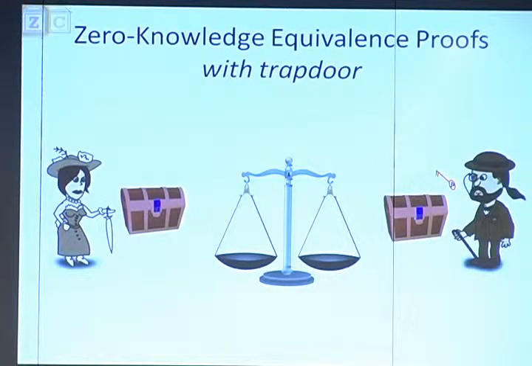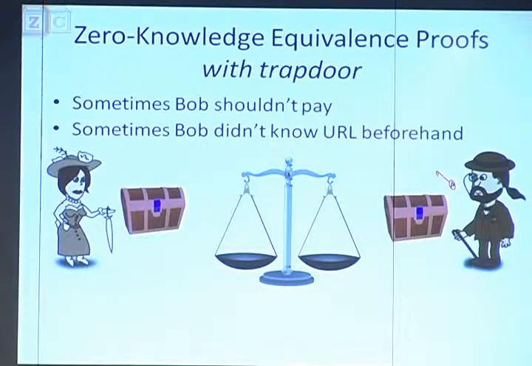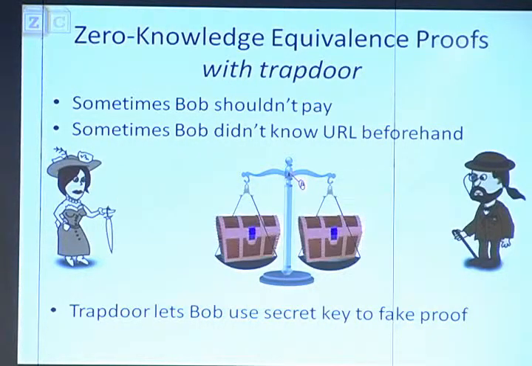And so we add an extra twist to these zero knowledge proofs. We have zero knowledge proofs of equivalence with a trapdoor. So what is a trapdoor? You can think of it as this secret key that lets Bob fake the proof. So if Bob sticks this key in the balance, then it's now locked. And so it doesn't matter what you put on it, it'll always appear to be equivalent.